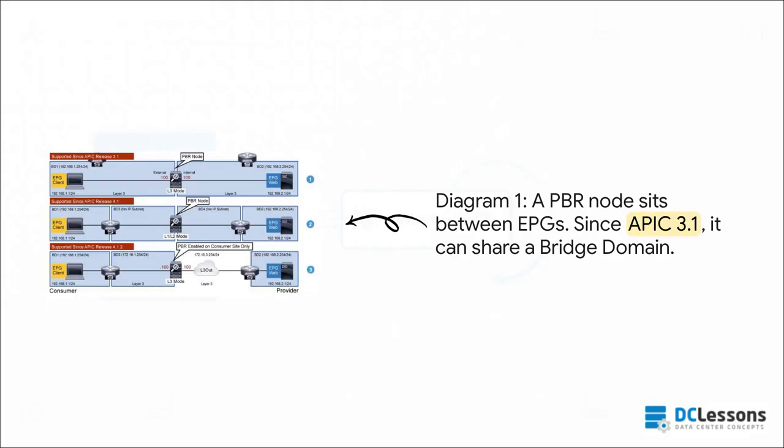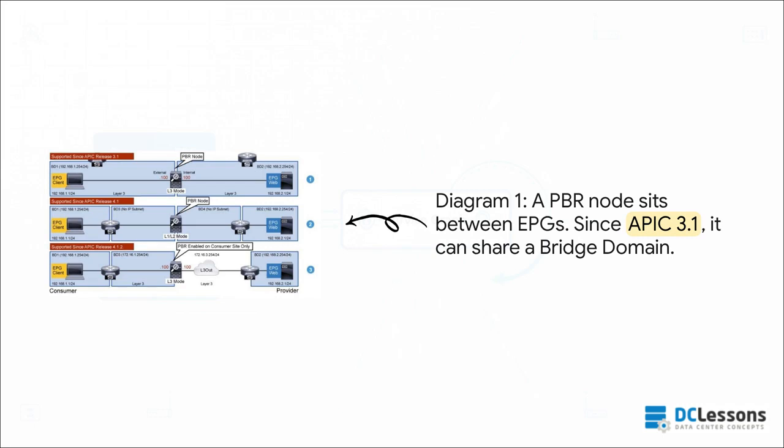Now, take a look at the diagram up top. See, before APIC version 3.1, you had to have separate bridge domains just for the firewall. But check out how in the later versions, shown right below it, the firewall's interfaces can just plug right into the same bridge domains as the endpoints. This was a total game changer, honestly.